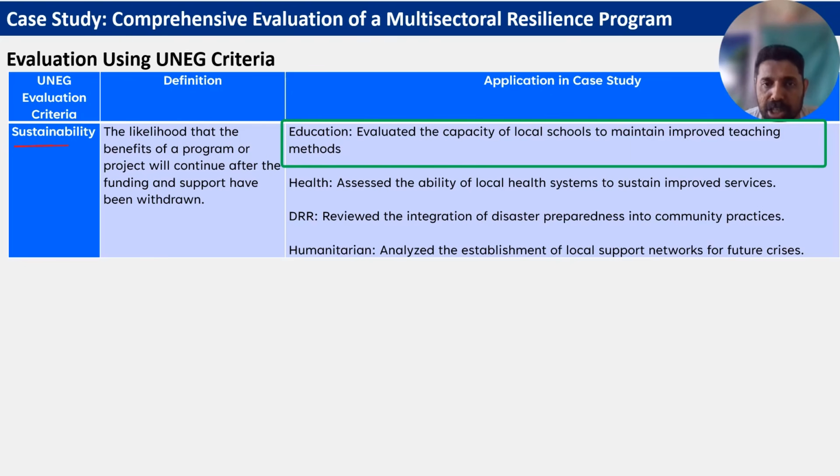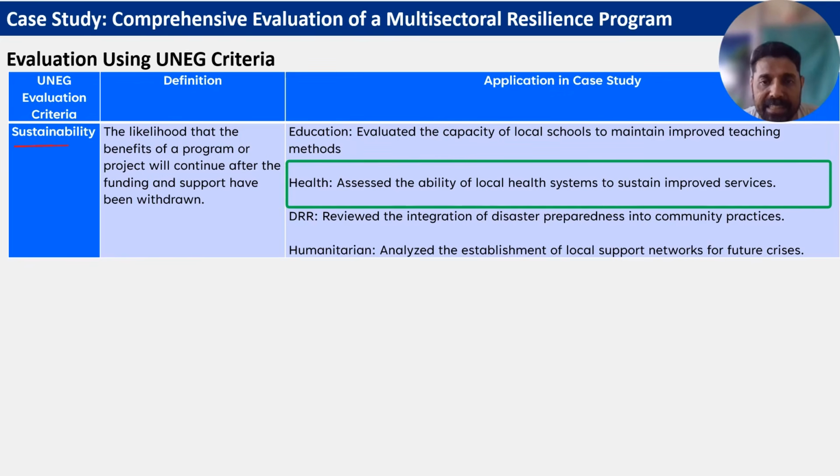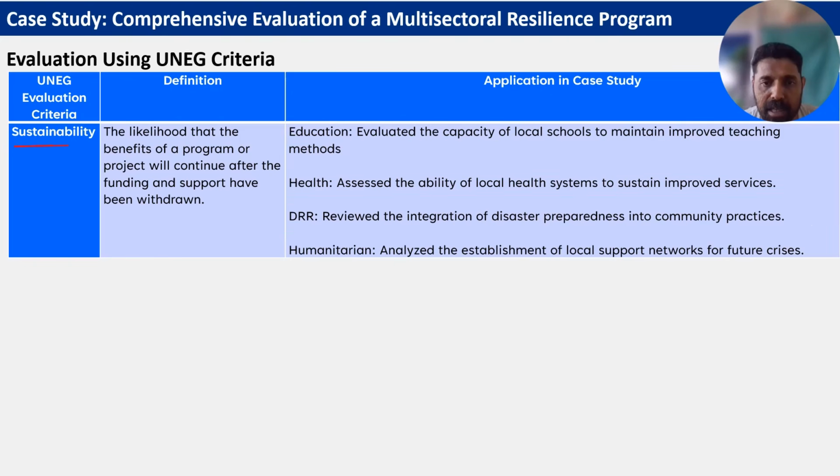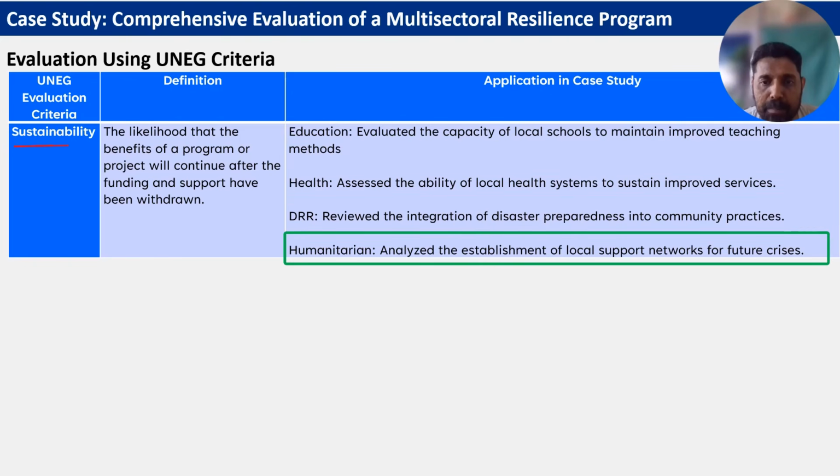Now for sustainability, the likelihood that the benefits of a project will continue after funding ends. So in education, evaluated the capacity of local schools to maintain improved teaching. Health, assessed the ability of the local health system to sustain improved services. DRR reviewed the integration of disaster preparedness into community practices. Humanitarian analyzed the establishment of local support networks for future crises.